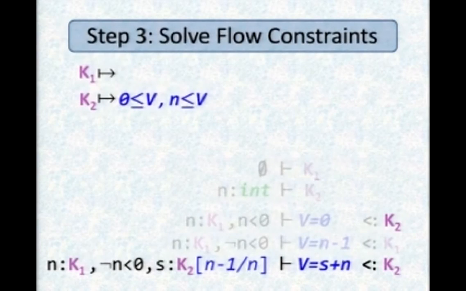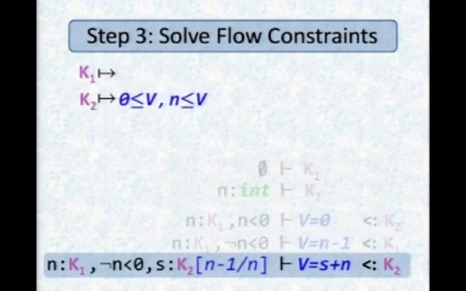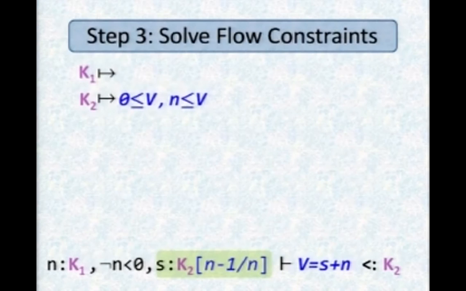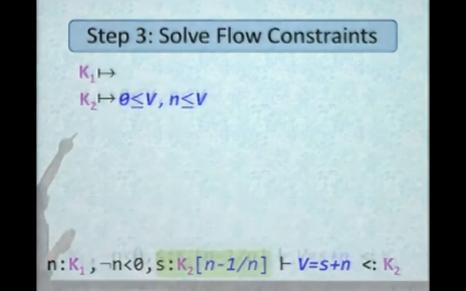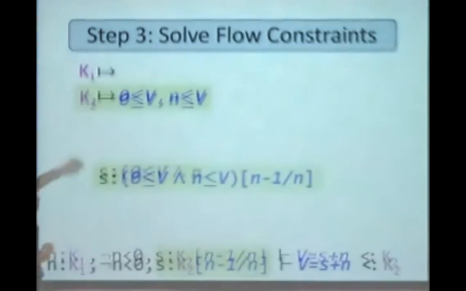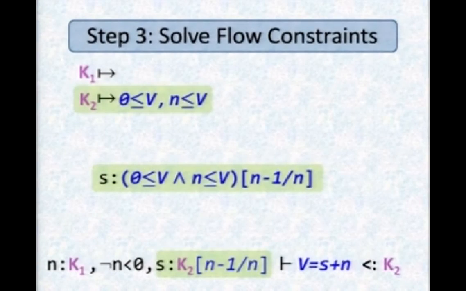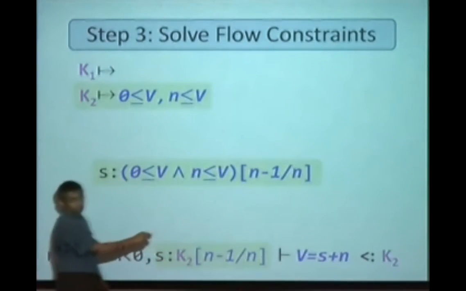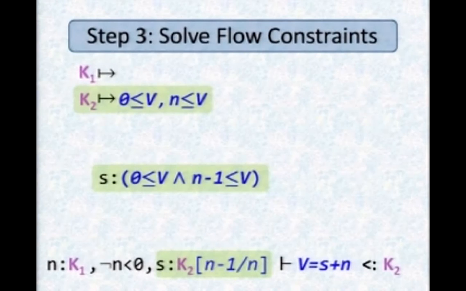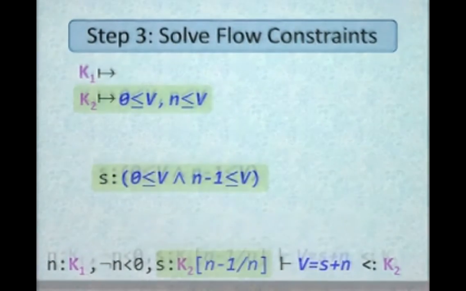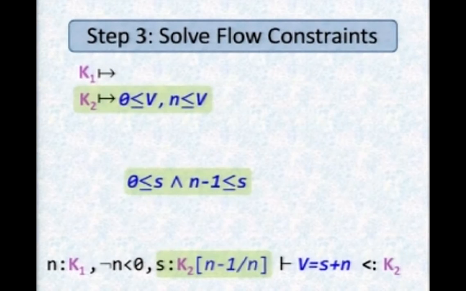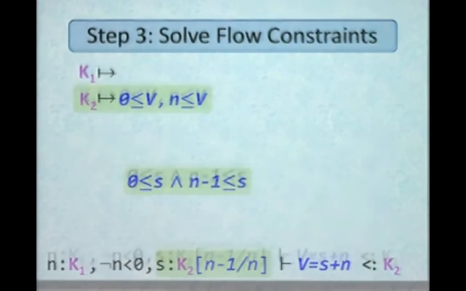And finally, let's pick the last one, which is the output one. So now let's see how would we embed this? Well, here's what K2 is right now: 0 is less than v and n is less than v. So S is of this type: 0 is less than v and n is less than v with n replaced with n minus 1. So you just apply the substitutions. You get 0 less than v, n minus 1 less than v. And now you plug S in for v. So you get S is greater than 0 and S is greater than n minus 1.